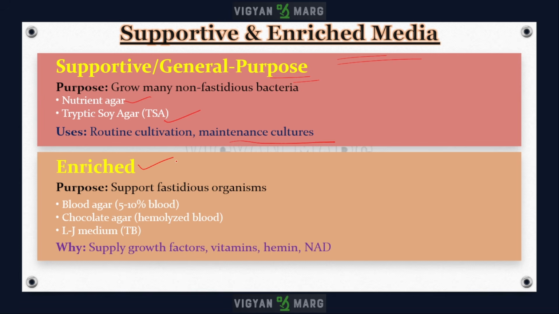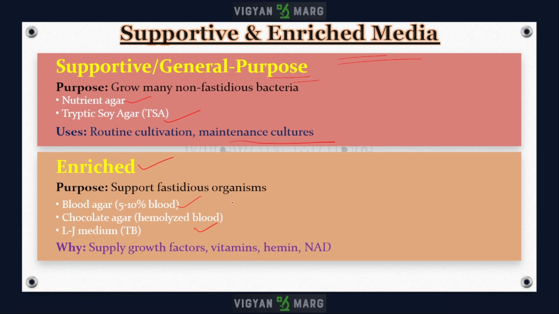Another type is enriched media, which take a supportive base and add extra nutritional components, like blood or serum. Their purpose is to support fastidious organisms, those that will not grow or grow very poorly on simple media. We will look at examples such as blood agar and chocolate agar, and we will learn more detail in the next slide.